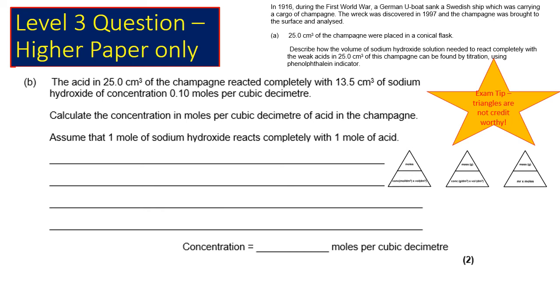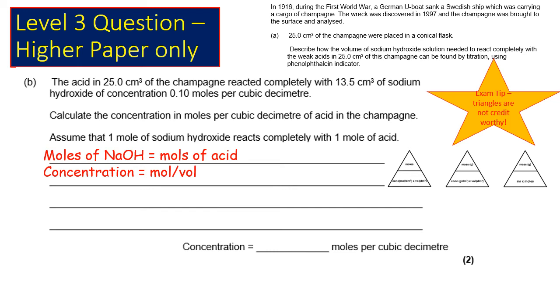We're told the acid in 25 cm³ of champagne reacted completely with 13.5 cm³ of sodium hydroxide of a concentration of 0.1 moles per cubic decimetre. Calculate the concentration of acid in the champagne, assuming that 1 mole of sodium hydroxide reacts completely with 1 mole of acid. So if we know the moles of sodium hydroxide, that's the same as the number of moles of acid.